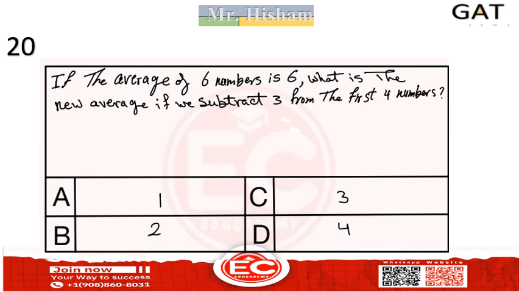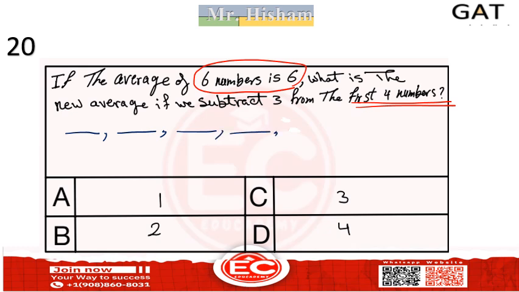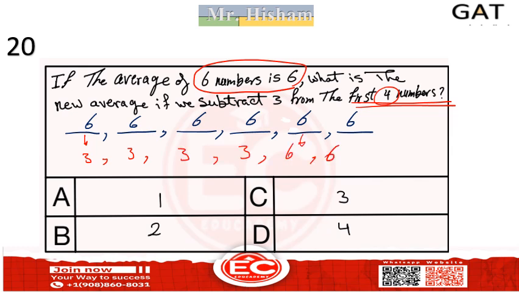If the average of 6 numbers is equal to 6, what is the new average if we subtract 3 from the first 4 numbers? Let me tell you a trick. If you have 6 numbers and their average is 6, the whole 6 numbers can be 6. You are going to subtract 3 from the first 4 of them. So this one will be 3, this one will be 3, this one will be 3, and this one will be 3. But this one is still 6, and this one is still 6.